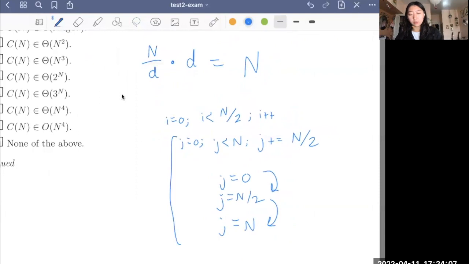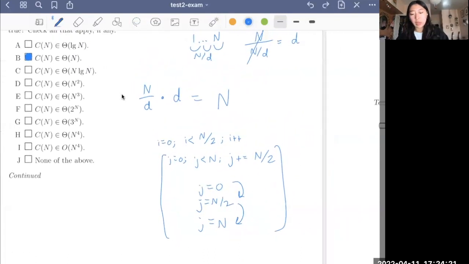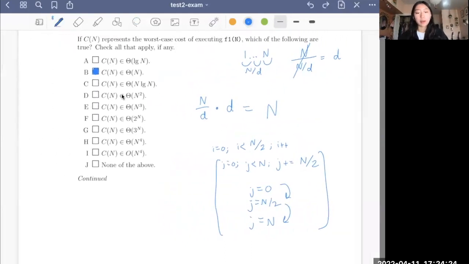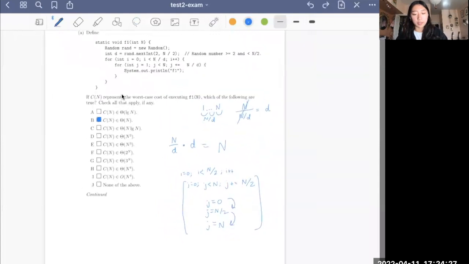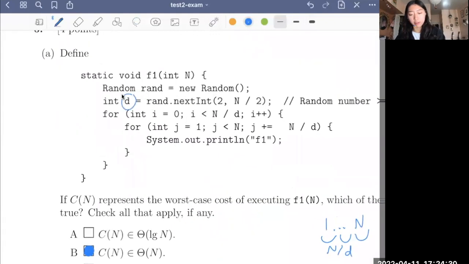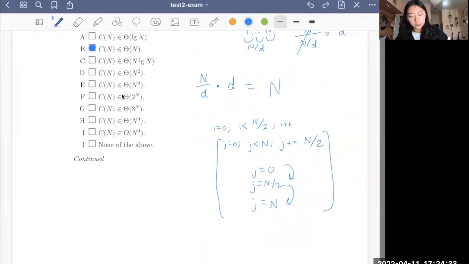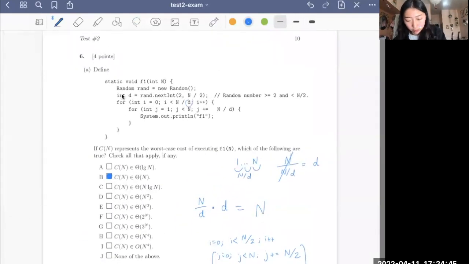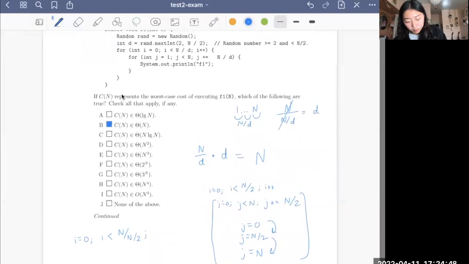And so this whole thing is really constant work now because we're just going 1, 2, 3. It's a negligible amount of work. But the outer loop is going to go all the way up to n over 2. And so this is roughly linear. So this is one way we can analyze it: when d equals 2, we still have linear runtime. And let's look at the opposite case, where d instead of being 2 is n over 2. Well, then the outer loop goes i less than n divided by n over 2, i plus plus.